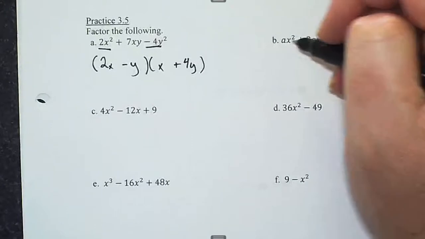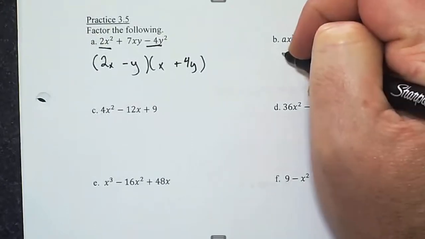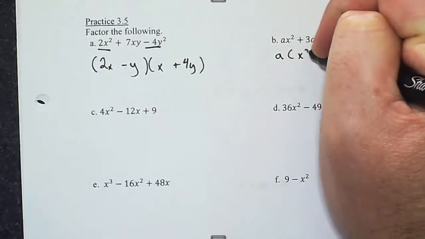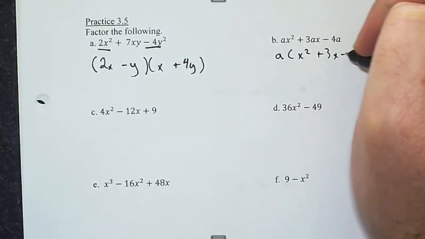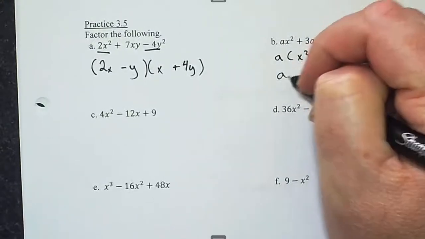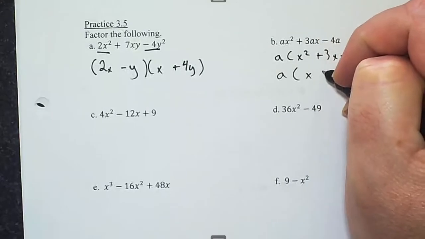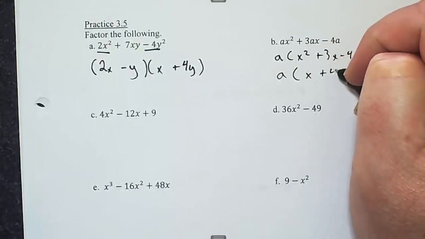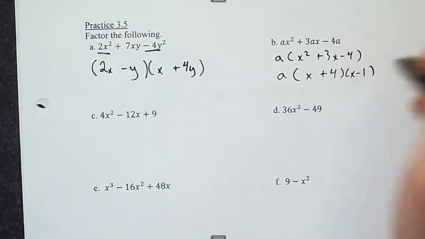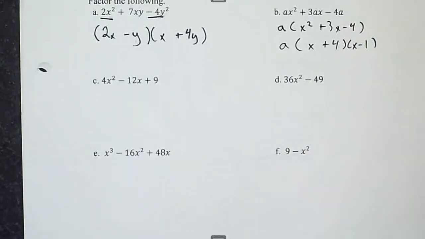All right, on the next one, notice there's an a in each term. So let's factor it out. And then from here, this is a pretty straightforward problem. It's x, and then I'll do 1 positive, 1 minus. So I'll do plus 4 and x minus 1.